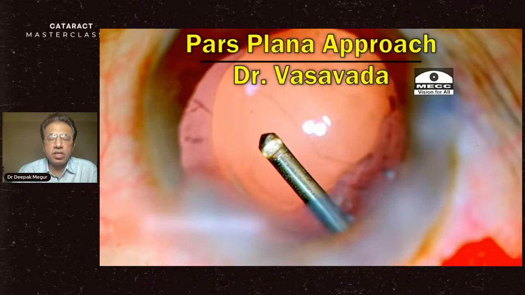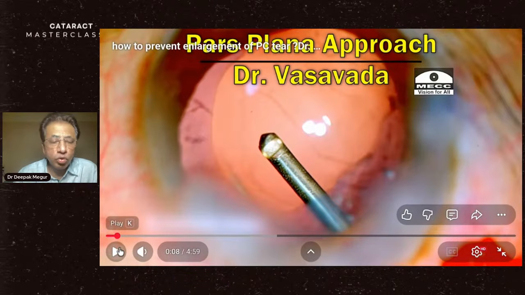The idea is the chances of posterior capsular tear enlargement are lesser when we do pars plana because you're trying to pull the vitreous from behind. That's the reason why it doesn't enlarge, and that's the reason for the recommendation in the current times. So my question was, can we achieve similar results with the limbal route as well? And if so, how do we do that?